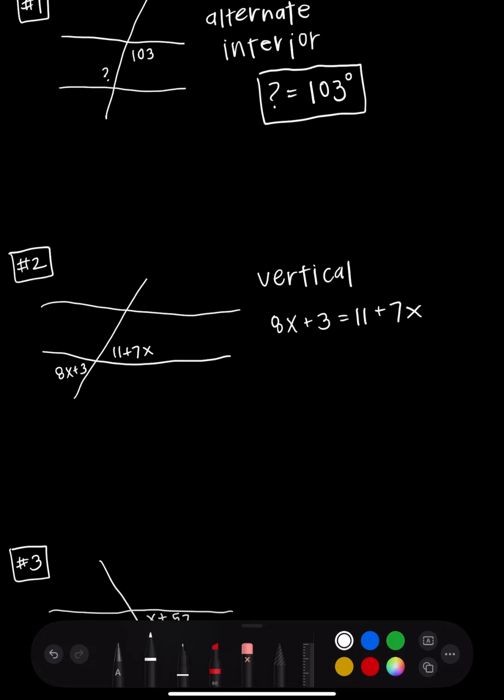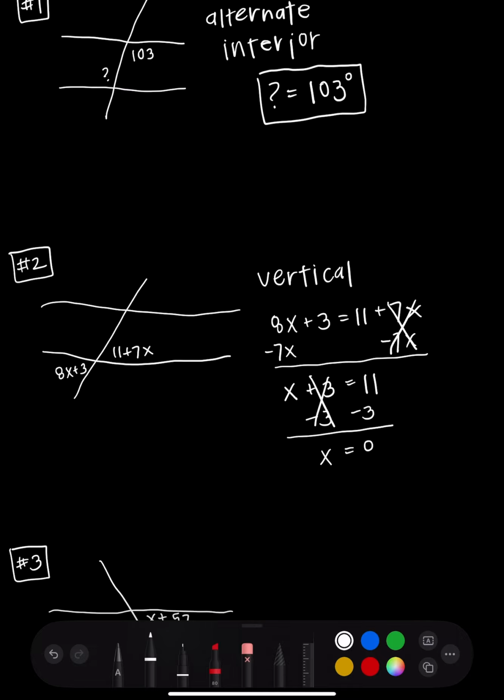So to solve it like a normal equation, I'm going to subtract 7x from each side to get the x's on the same side. The 7x's cancel out on the right side. And we have 8x minus 7x over here, which just gives me 1x, or x plus 3 is equal to 11. Then I want to get the x by itself by subtracting 3 on each side. And the 3's cancel out on the left side. We're left with x is equal to 8. And that is my answer, because on this one, we're just solving for x.